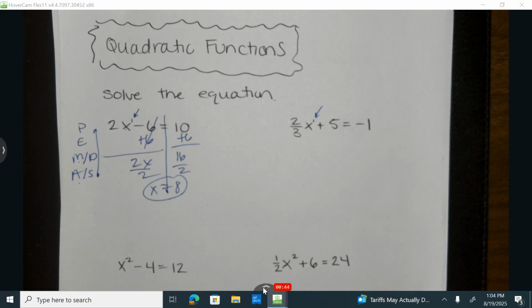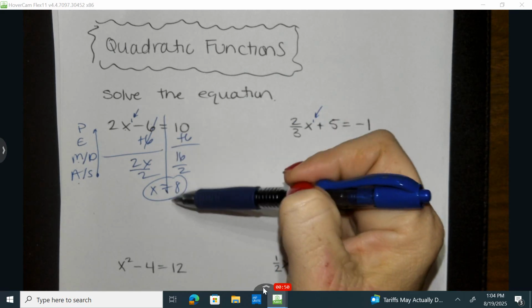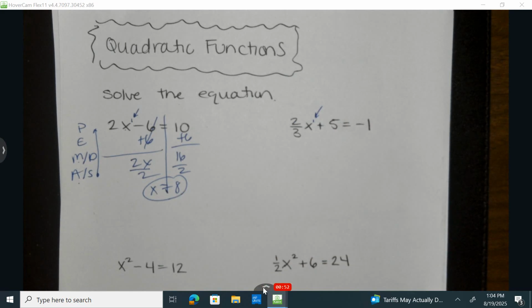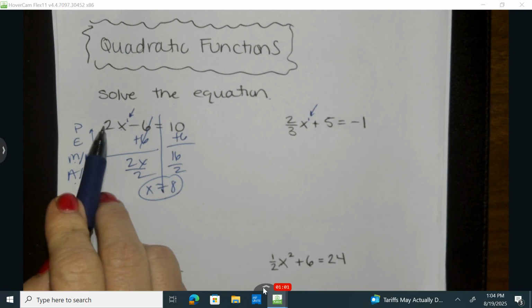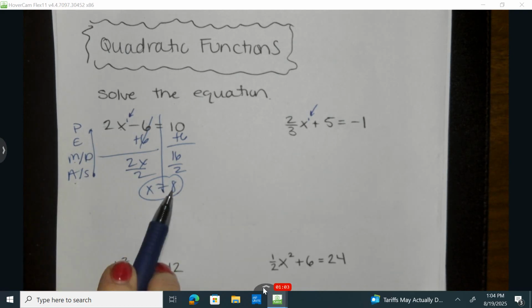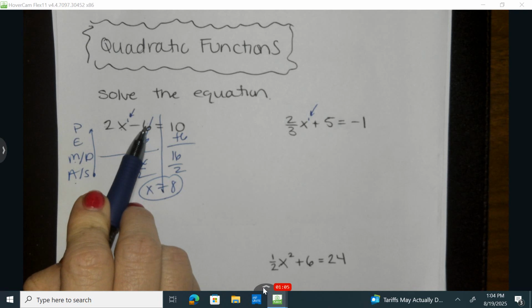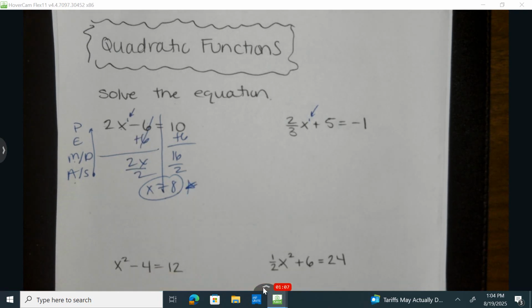Now at this level of math, there's something that's called an extraneous solution. An extraneous solution arises when you do all the math correctly, you get an answer, but then when you plug it back in, the left side doesn't equal the right side. So moving forward, we always have to check. So we can do some mental math here. 2 times 8 is 16. 16 minus 6 is in fact 10. This is a solution.